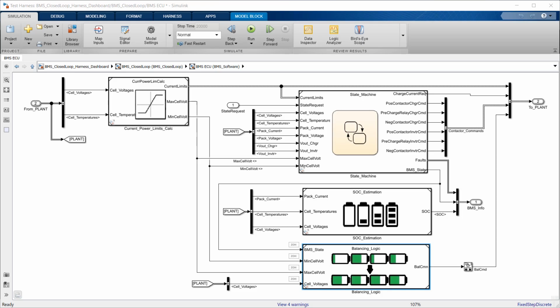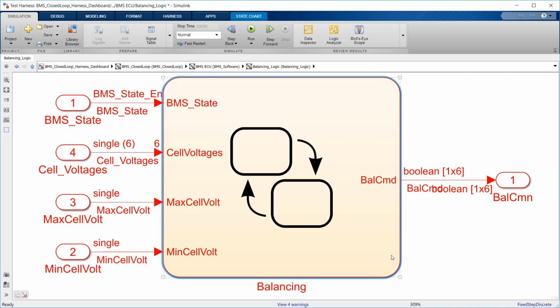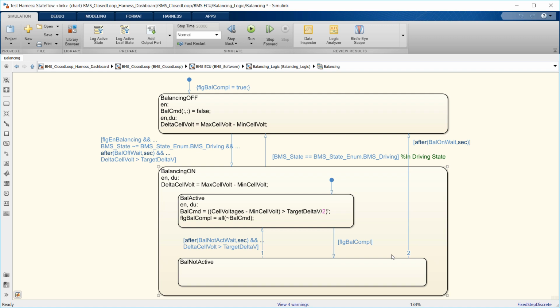The next task to consider is balancing. It is important to keep individual battery cells roughly at the same state of charge. Otherwise, the cell with the highest SOC level will limit the amount of charge that we can put into the pack, rendering the system underutilized. This state logic calculates the voltage difference between the highest and the lowest cell voltages and, based on whether this difference exceeds a design value, activates passive balancing.